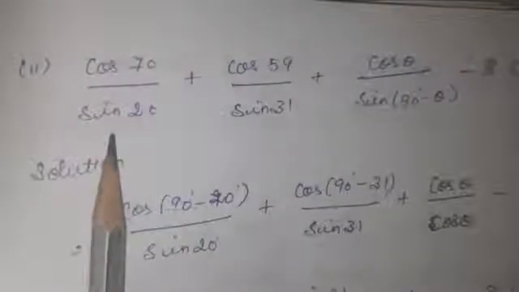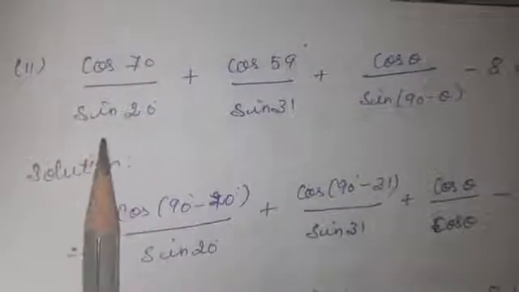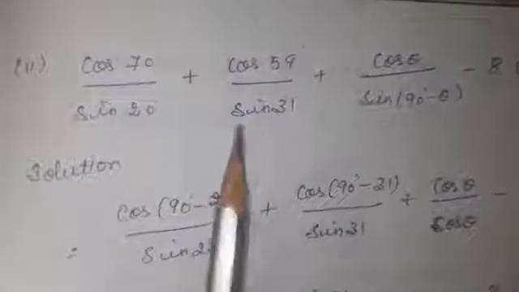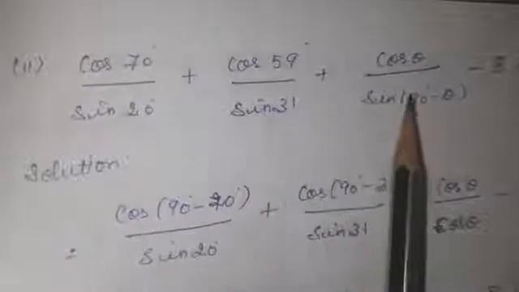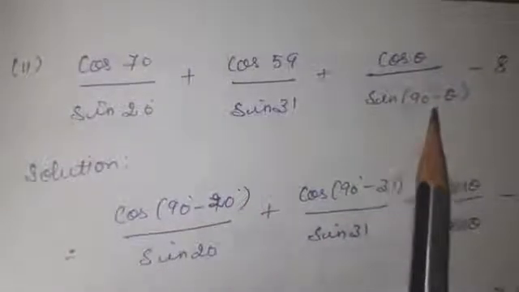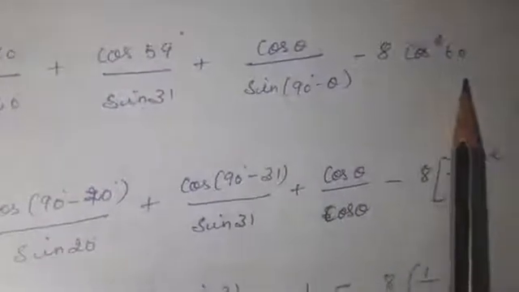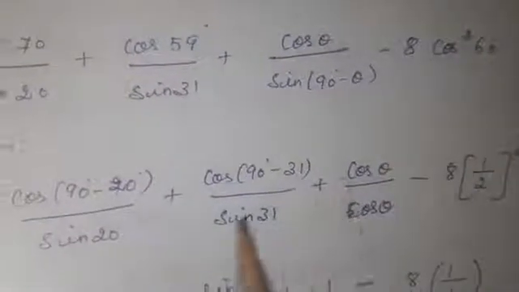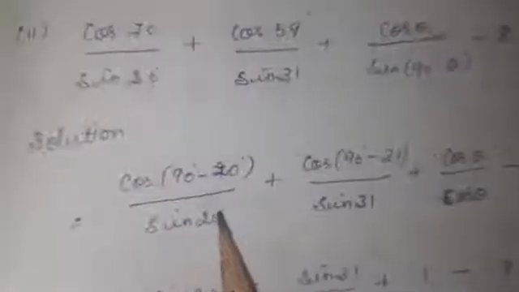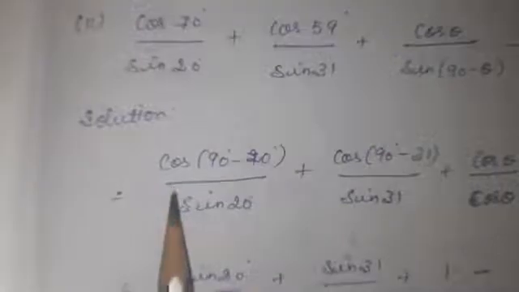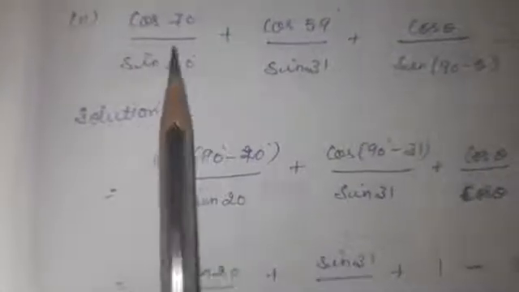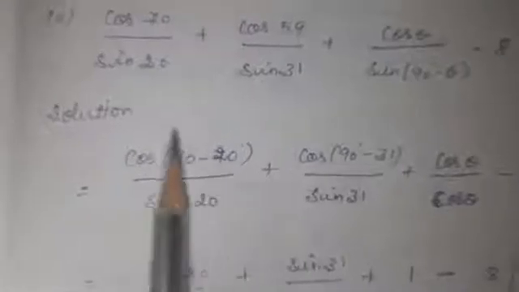Second question: cos 70 degrees divided by sin 20 degrees, plus cos 59 degrees divided by sin 31 degrees, plus cos theta divided by sin of 90 minus theta, minus 8 cos squared 60 degrees. Solution. Here I am going to change only in the numerator. So cos as it is, and instead of 70 I write 90 minus 20. 90 minus 20 is 70, no?